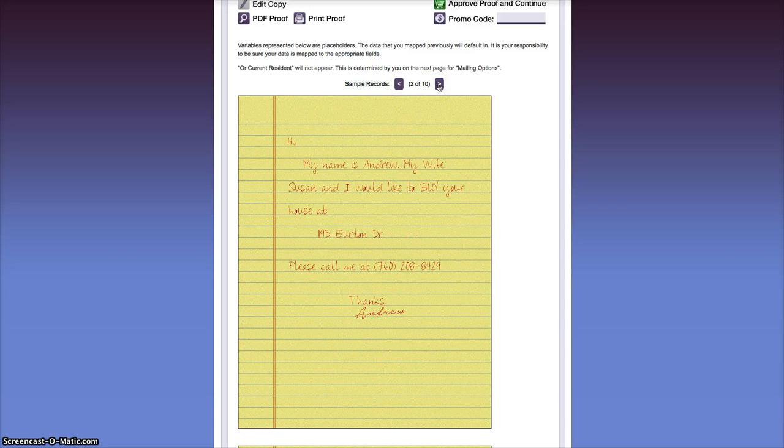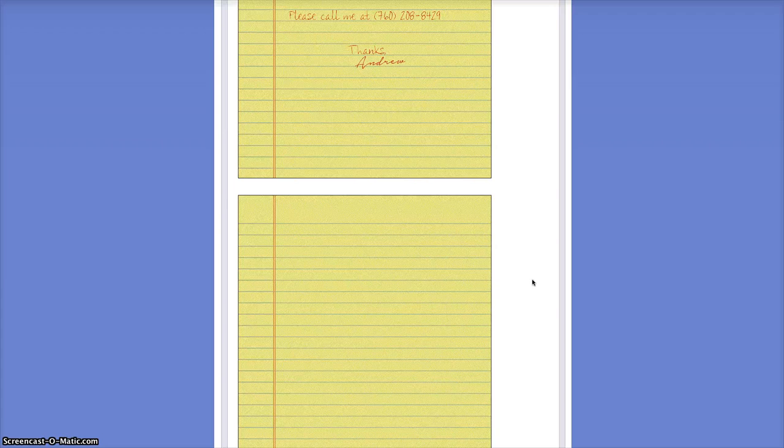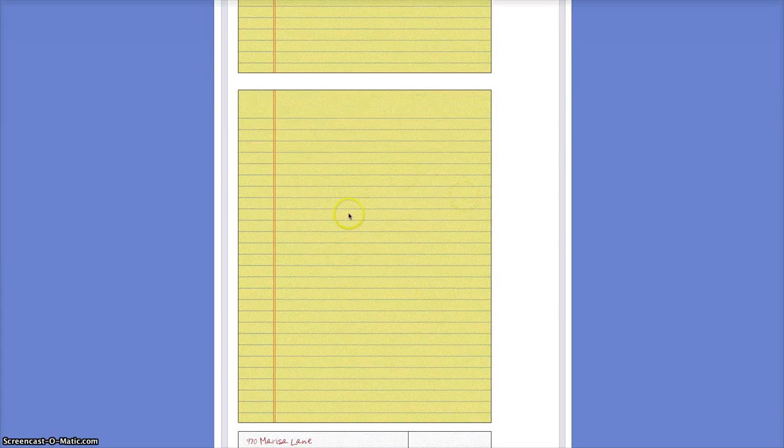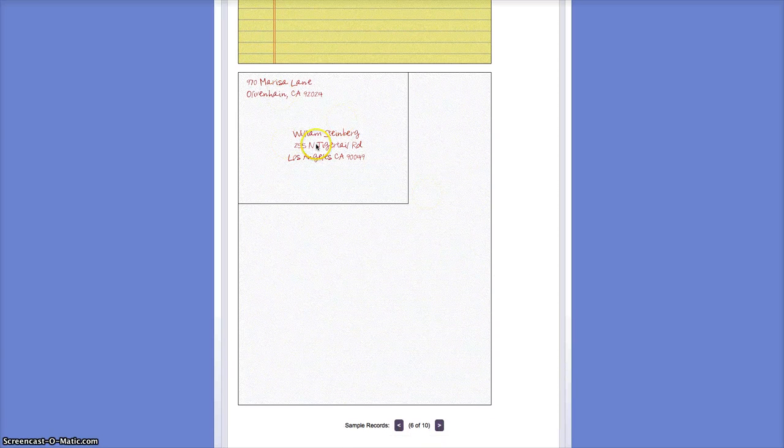So I click the next one. My name is Andrew. My wife Susan and I would like to buy our house at Burton Drive. Next. Anchor Circle. And you can keep clicking through these. If you scroll down, it shows you the back side of the page, and there's nothing on that, so that's blank. And then down here, it shows you what your envelope will look like.